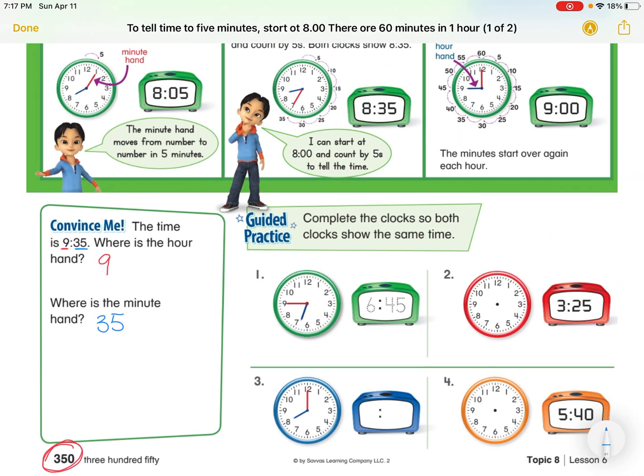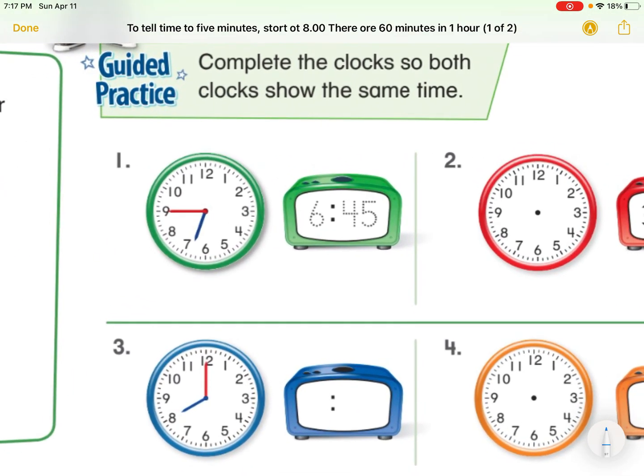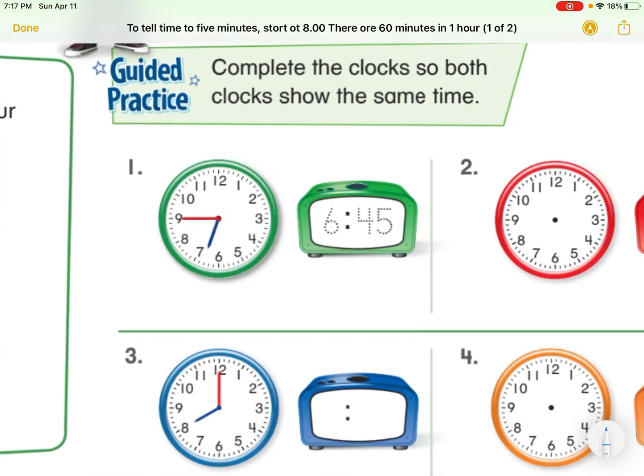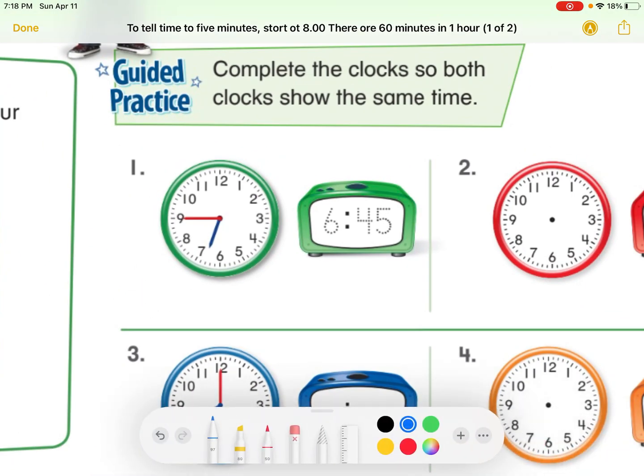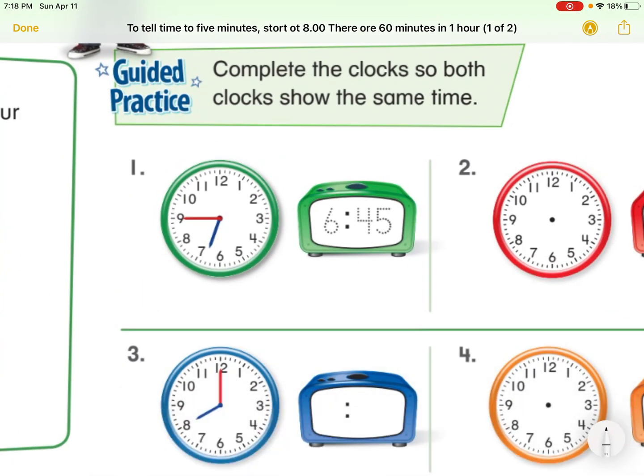So let's go ahead and look at the guided practice. The directions say complete the clocks so both clocks show the same time. Now we have an analog clock and a digital clock. Now the first one is an analog clock. The second one is a digital clock, where this one just tells you the time right away. So we're going to be learning how to read both clocks. Now if we look at the first one, even though it is done for us, let's look at how they got their answer.